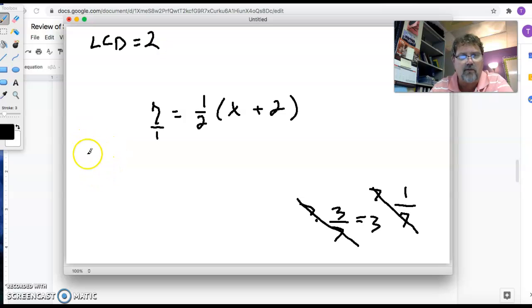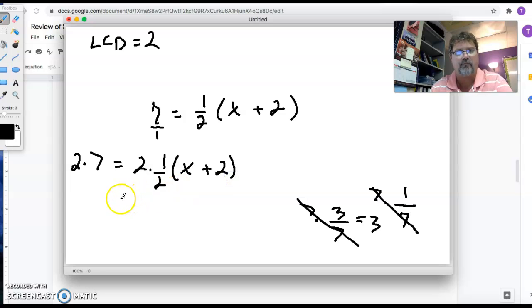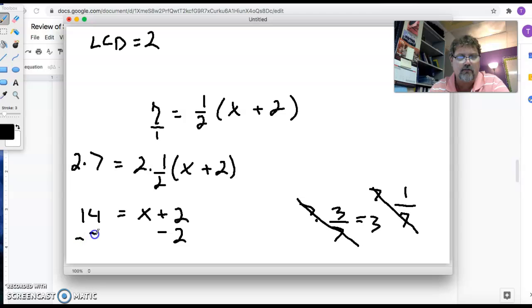We're going to multiply this equation by 2. That means we need to hit both sides. So 2 times 7 is 2 times 1/2 of x plus 2. This becomes a 14. 2 times 1/2 is 1, since these are reciprocals of each other. 1 times x plus 2 is x plus 2. Now we're left with just subtracting 2 from both sides, and we find that x is 12.